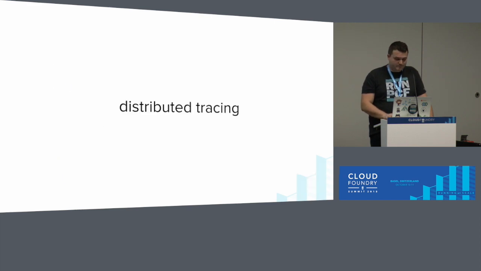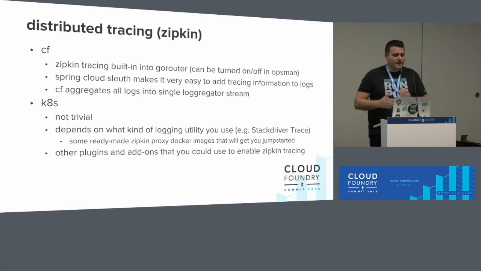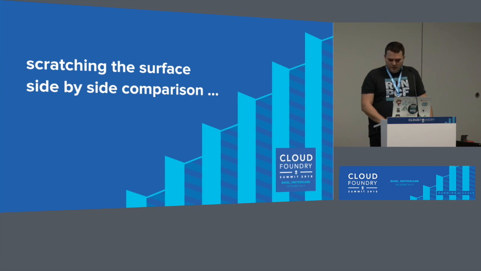Distributed tracing in Cloud Foundry: Zipkin tracing is built into the Go Router. So out of the box, you get that. If you're using Spring and Spring Boot, Spring Cloud Sleuth makes it very easy to instrument your services as well and add some tracing information. And it's easy because all the logs are aggregated into a single log stream. On Kubernetes, it's not as trivial, so you have a bit of work to do, but it's not hard either. So this was a nice run-through of the experiences, so I'd like to reflect back, and this is just scratching the surface of the developer experiences.